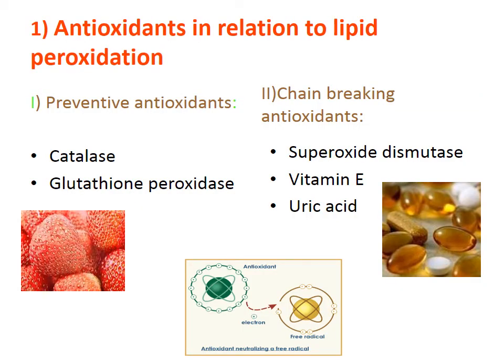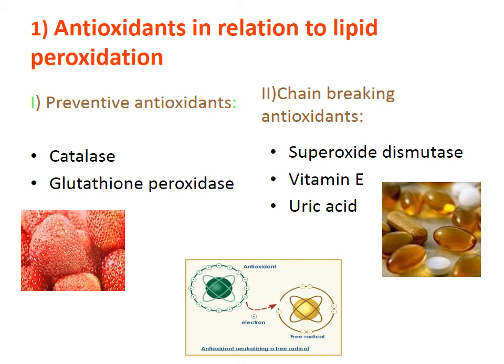Now we come to the next topic after free radicals, that is, antioxidants. So what are these antioxidants? You all know that free radicals are very harmful, but God has created some defense against these free radicals, and this defense present in our body is known as antioxidants. These antioxidants are substances which scavenge free radicals and stop oxidation, hence they are known as antioxidants.